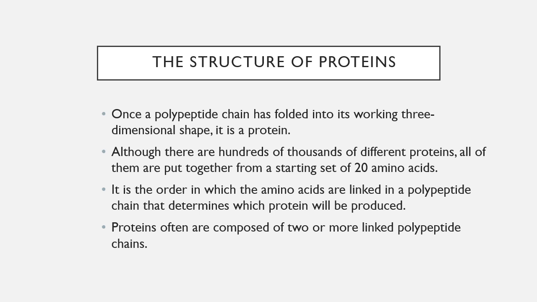Although there are hundreds of thousands of different proteins, all of them are put together from a starting set of 20 different amino acids. Those amino acids can be put together in different lengths and different orders. Different proteins will have different combinations of those amino acids. Not every protein has every amino acid, but all proteins are made from a combination of one or more of them. It's the order in which the amino acids are linked in the polypeptide chain that determines what protein will be produced. Proteins are often composed of 2 or more linked polypeptide chains. In that previous slide, we showed what the protein insulin looks like. That was one polypeptide chain, but most proteins are going to be composed of 2 or more polypeptide chains that get made and linked together as they get folded up.